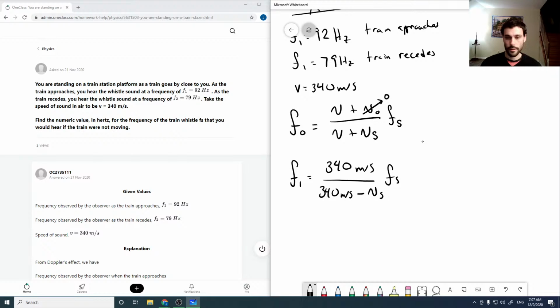And then as it recedes, it's going to increase the apparent speed of the wave. So it'll be a plus.